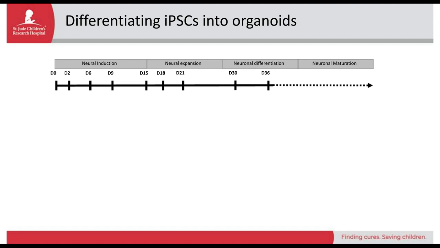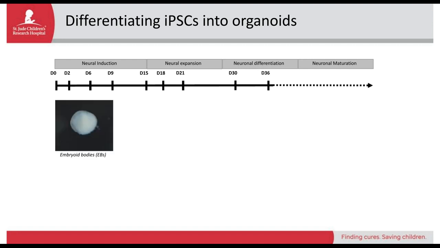Neural induction begins with dissociating iPSCs into single cells and reaggregating them with a defined number of cells per aggregate in a low attachment plate, such as a low attachment 96 well plate. These cells will reaggregate in the right media to form these embryoid bodies.